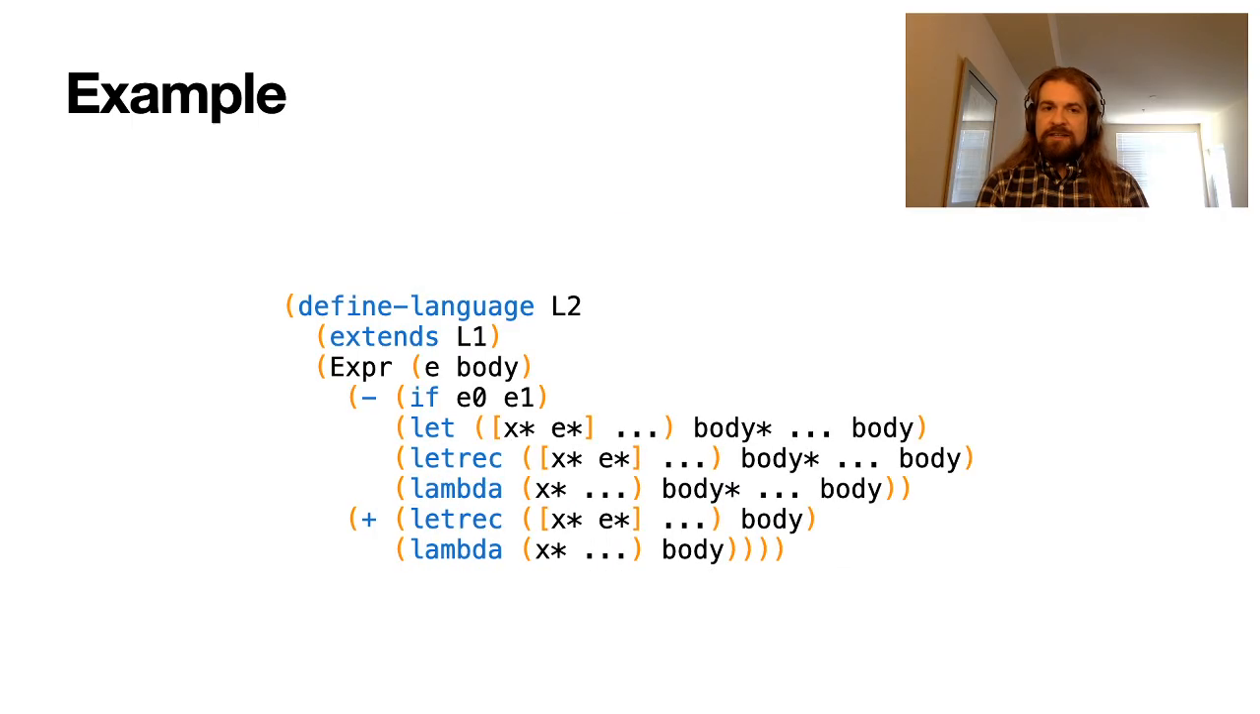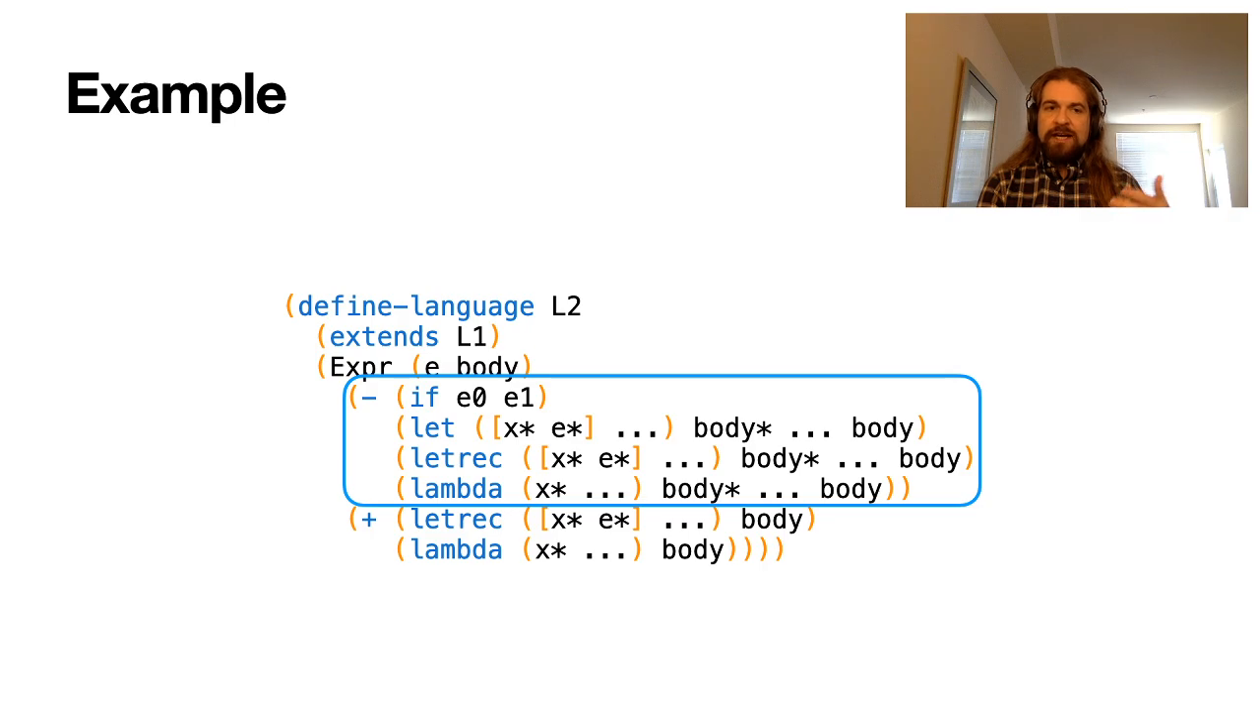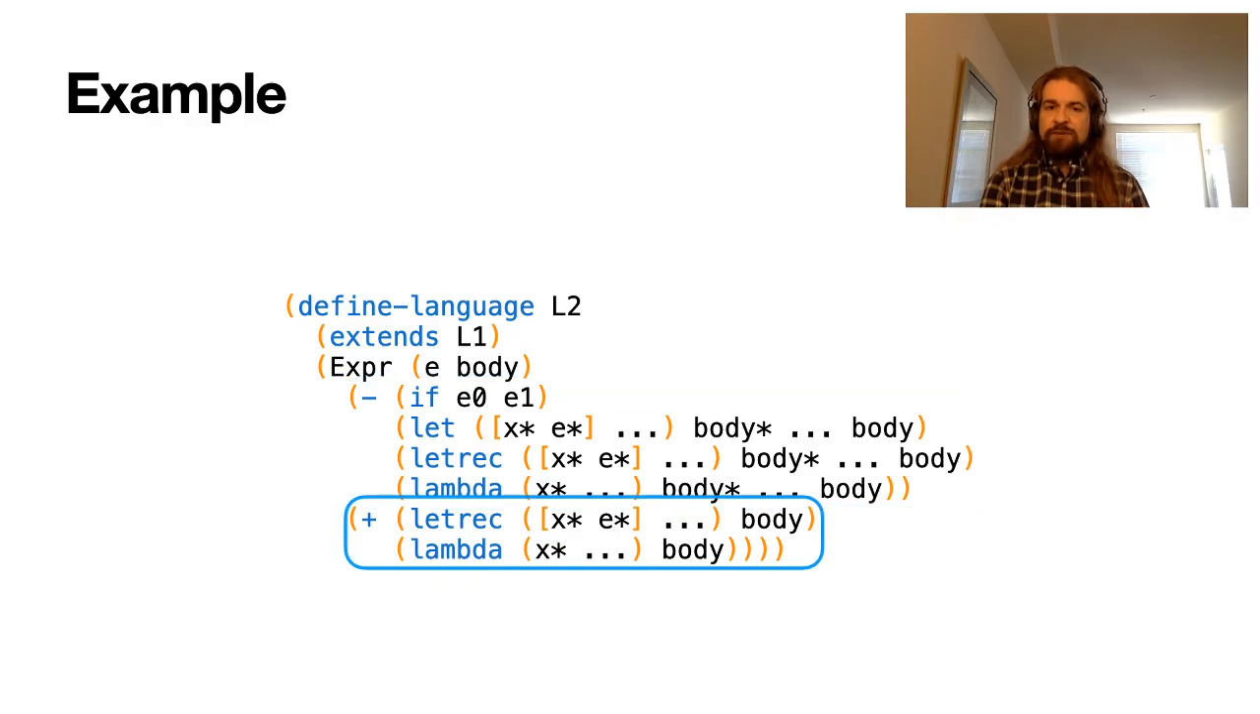We can also extend a language, creating a new language by extending the first one. So we have this extra extends clause when we do that. We tell it which language we're extending from. Here we're extending from L1. And then we have a slightly different syntax. Now we have a minus part of our syntax here that tells the system that we're removing these productions from this non-terminal. Here we're removing one-armed if, let, letrec, and lambda. And then we also have a plus syntax for adding productions. Here we're adding a simplified let, letrec, and lambda where we can only have one expression in the body.